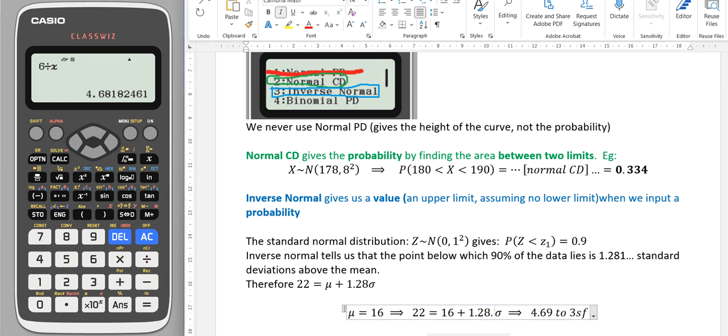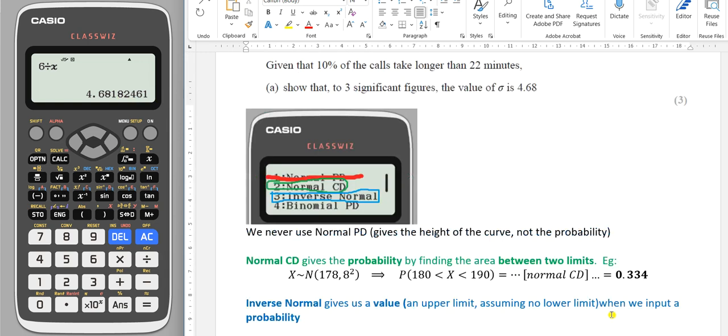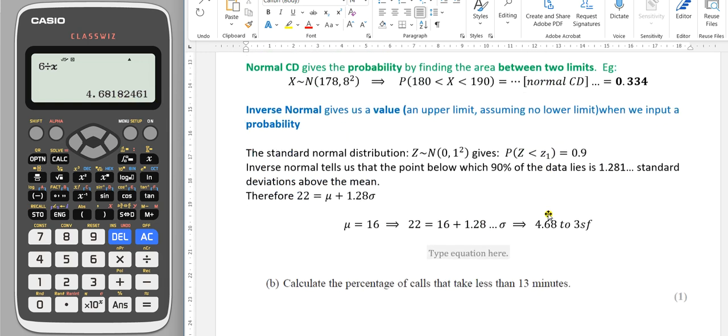So now all I need to change here is 1.28 something sigma. And when I round, I get 4.68 to 3 significant figures. And I can be confident I've got it right because it was a show that question.